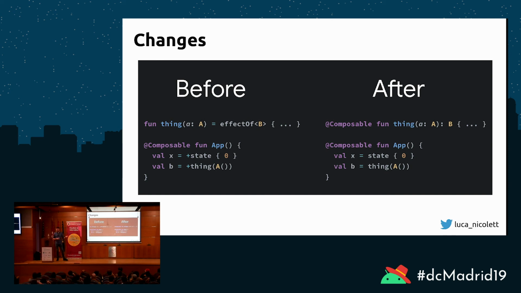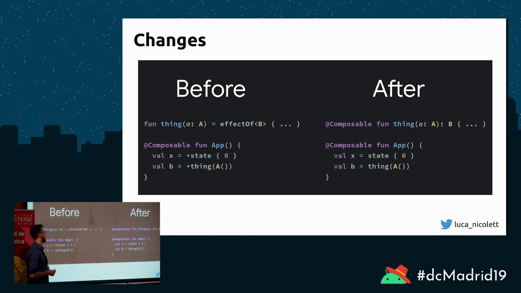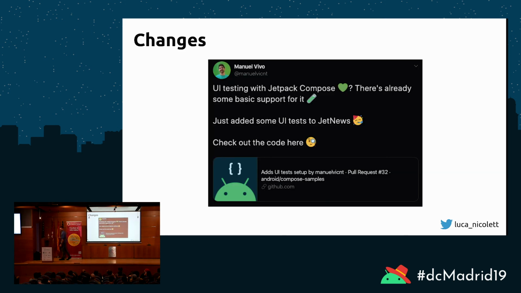If you have an effect off, you just get rid of the effect and now have a function which is a composable function. Side note, a composable function couldn't accept a return type before this commit. They can now return something, whatever you want. On the other stuff, the change is really simple. You just get rid of the plus from state. And if you had an effect off, you just get rid of it and call the composable function. And that's it.